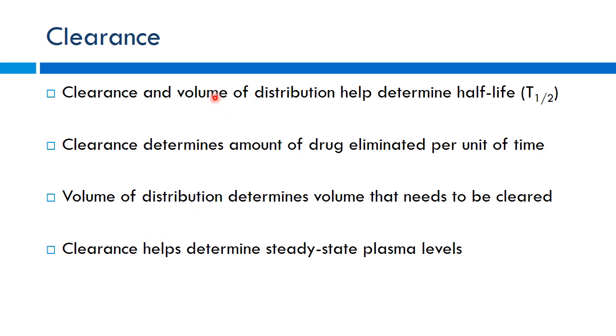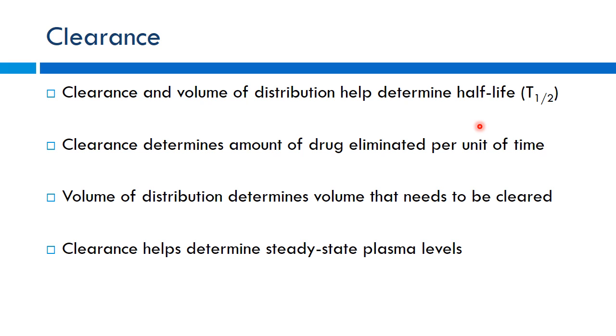So clearance and the volume of distribution are going to be very important factors that tell us what the half-life of the drug is. And what's half-life? Yep, the time it takes for the drug to be eliminated by 50%, right? So if I start out with 100 milligrams of drug right now, and 2 hours from now I have 50 milligrams of drug left, what's the half-life? 2 hours, right? So we can always determine the half-life of a drug based on how much clearance is going on.